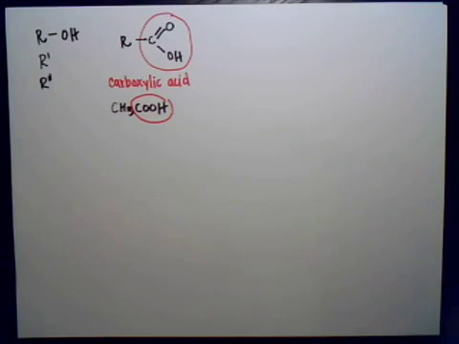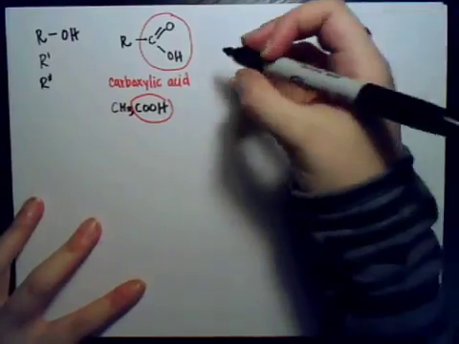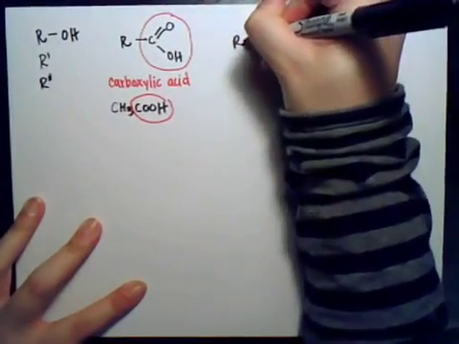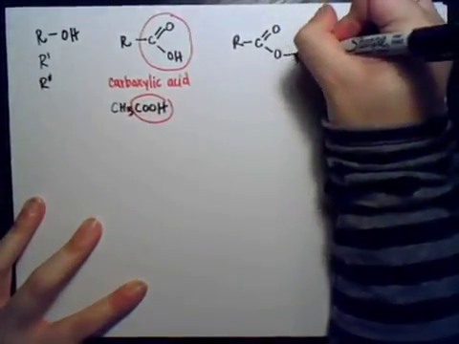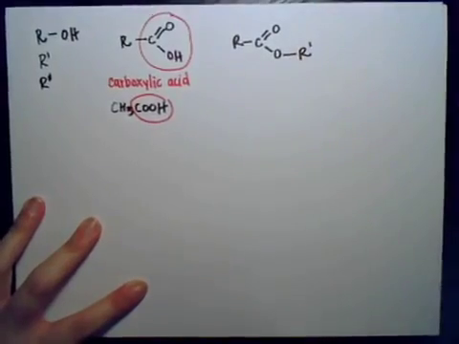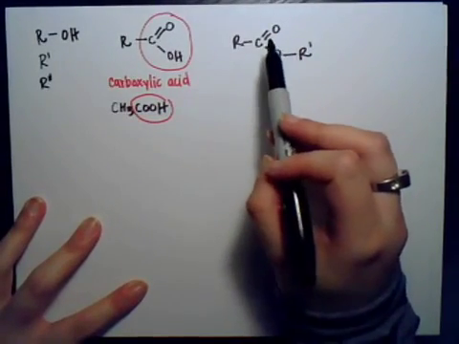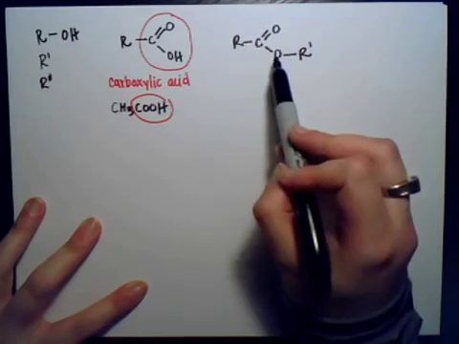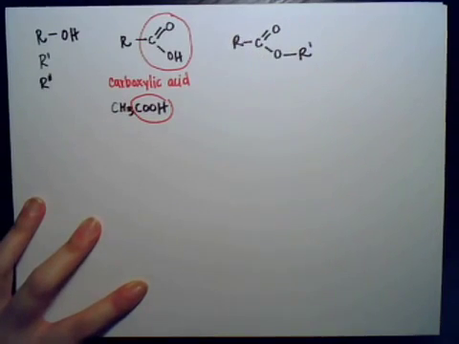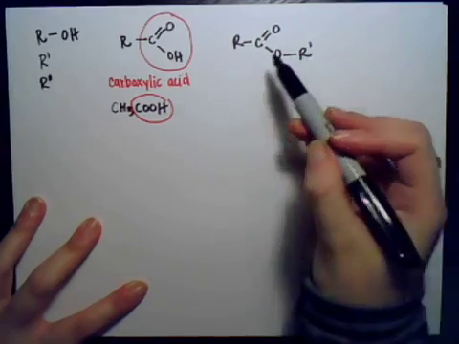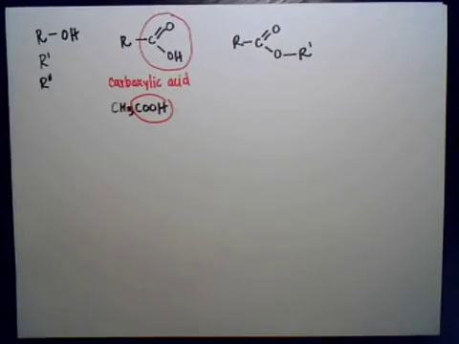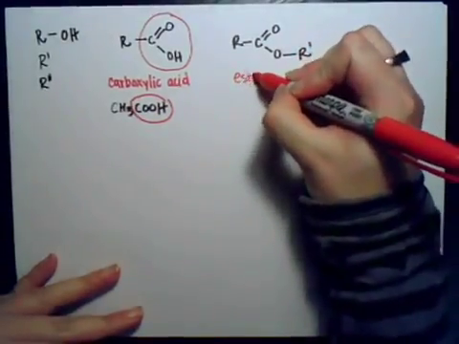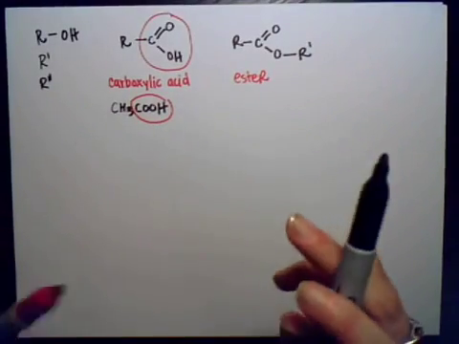So, some other substituents we might have are esters. Esters are like this. You'll have a C double bond O, and then another O connected to an R group, and then another R group on this side. And like I said, if it's two different R groups, you can represent it by R prime. And this is called an ester.